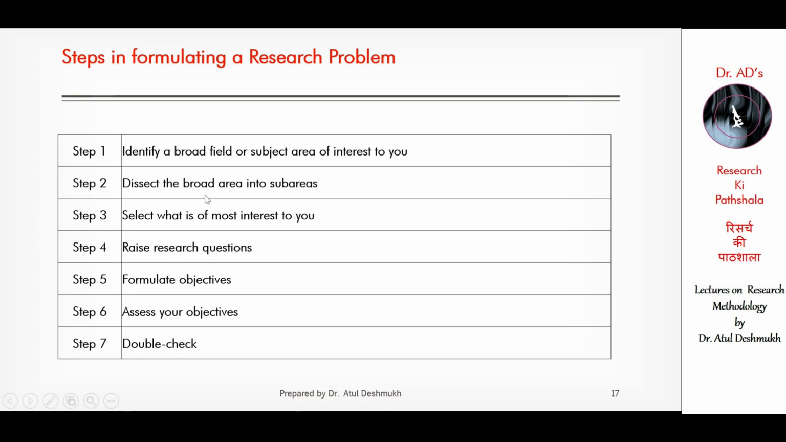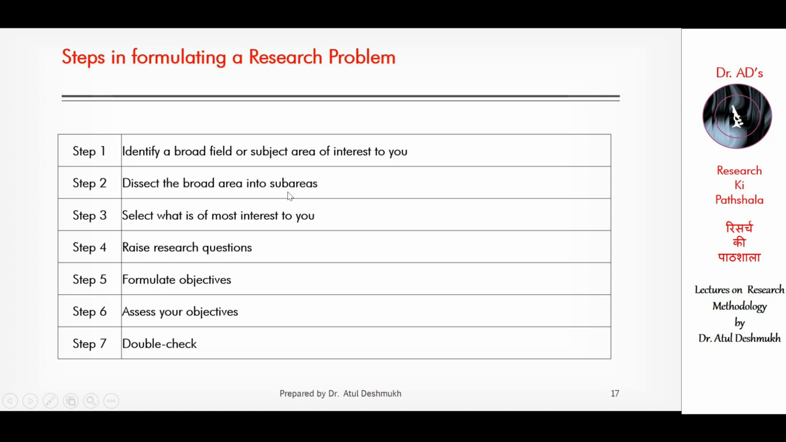Step 2 is to dissect the broad area into sub areas. Now, what was my subject area? I wanted to study vehicles and air pollutants, or electric vehicles and air pollutants. So it was a broad, crude idea, which I selected in step 1. Second is step 2, that is, dissect the broad area into sub areas.